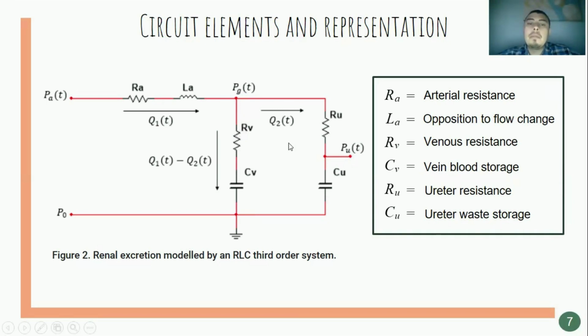And on the other branch, where the flow is Q2, and the branch is represented by the ureter, we have a ureter resistance and a ureter capacitor, where the capacitor represents the ureter waste storage. And here we have the point where the capacity of waste storage is going to be measured.